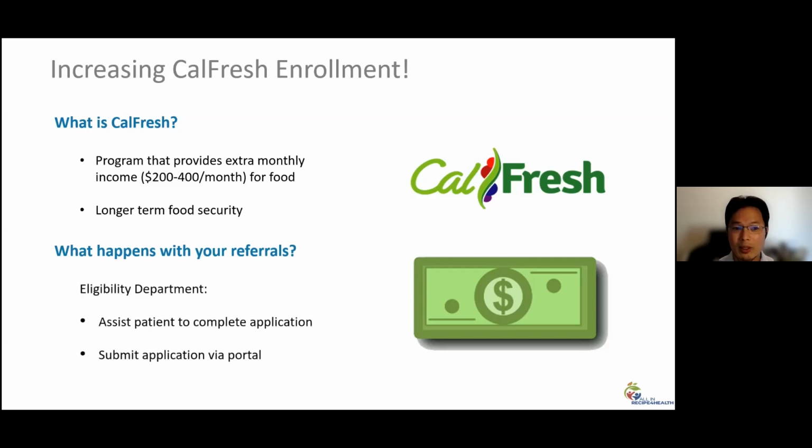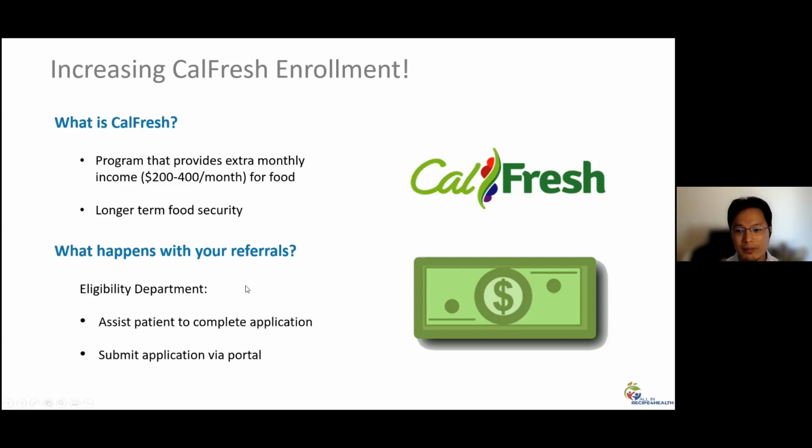This will go to the eligibility department. We've already structured it. It's beautiful. You put in that referral, it goes to the eligibility department, and the eligibility team now has a list. And they're going to basically work that list and call the patients, assist the patient to get onto the CalFresh application, and then submit the application via the portal. There's a portal that comes to the county.